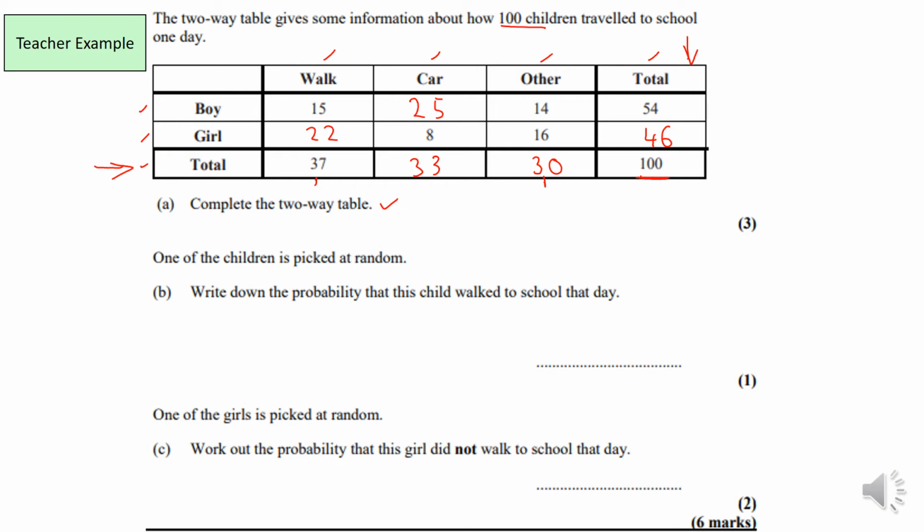Now what we need to do is write down the probability that this child walked to school that day. So one of the children is picked at random. Write down the probability that this child walked to school that day. In total, we know there were 100 students, so it's going to be out of 100. And if you look up there, the people that walk to school, so you look at the walk section, and then you look at the total that walk to school, which is 37, that number there. So it's going to be 37 out of 100.